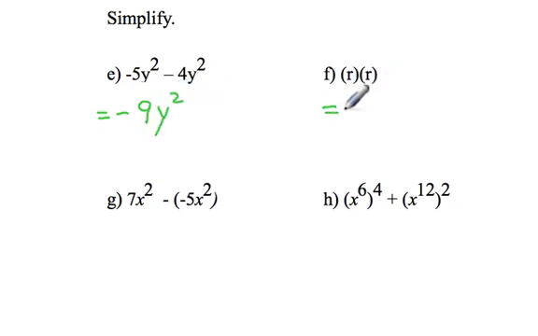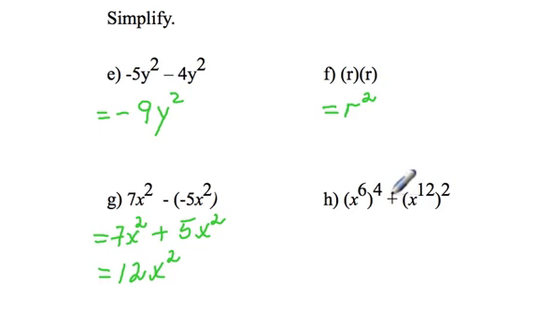R times R is R squared, just like 2 times 2 is 2 squared. G, we have 7x squared, take away negative 5x squared, we can rewrite as add positive 5x squared, and that equals 12x squared. Question H, before we can think about adding, we have to deal with the exponents.